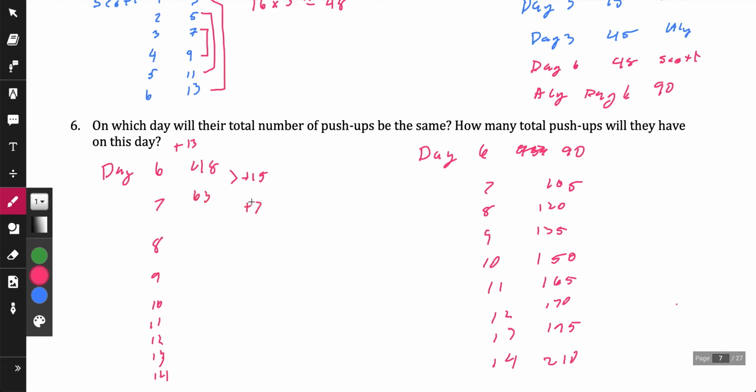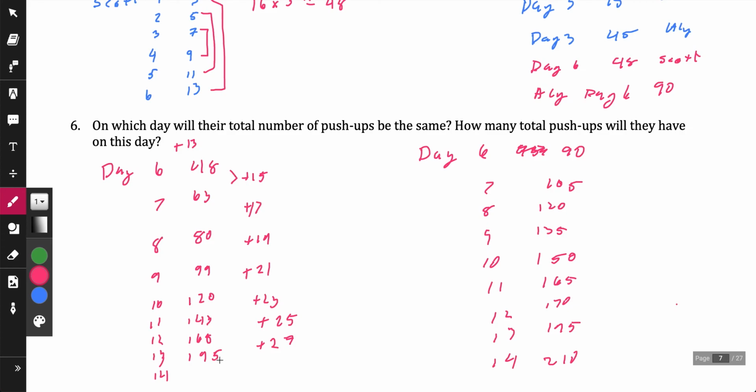I'm going to add 17 to get a total of 80. I'm going to add 19 to get a total of 99. Okay, then I'm going to add 21 to get a total of 120. Then I'm going to add 23 to get 143. Then I'm going to add 25 to get 168. And I'm going to add 27 to get 195.